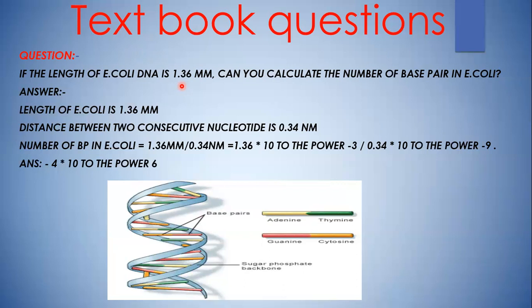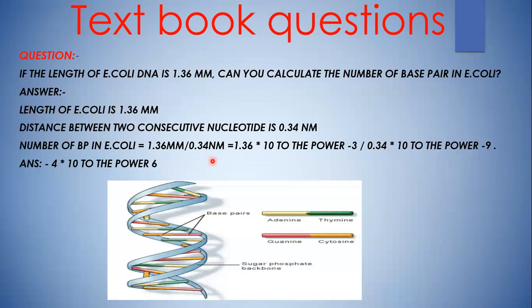It is the same thing. If I'm saying the distance between two base pair, what does it mean? It means the distance between two consecutive nucleotide, right? So here the value is 0.34 nanometer. What we need to do is find out the number of base pair. How many base pair are there? So the number of base pair in E. coli is equal to 1.36 millimeter divided by 0.34 nanometer.